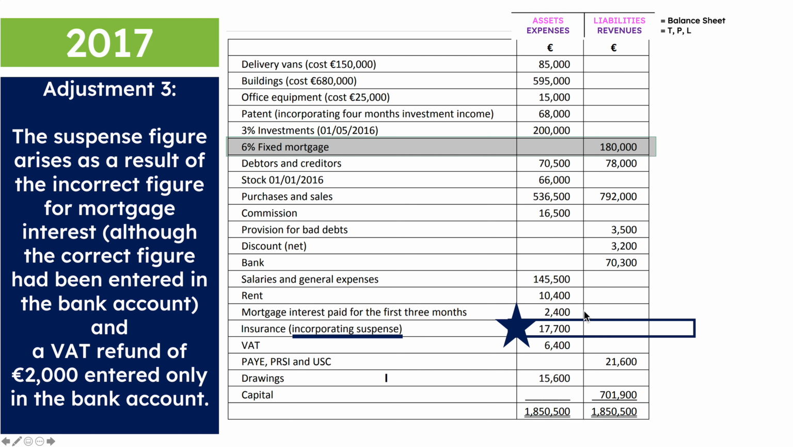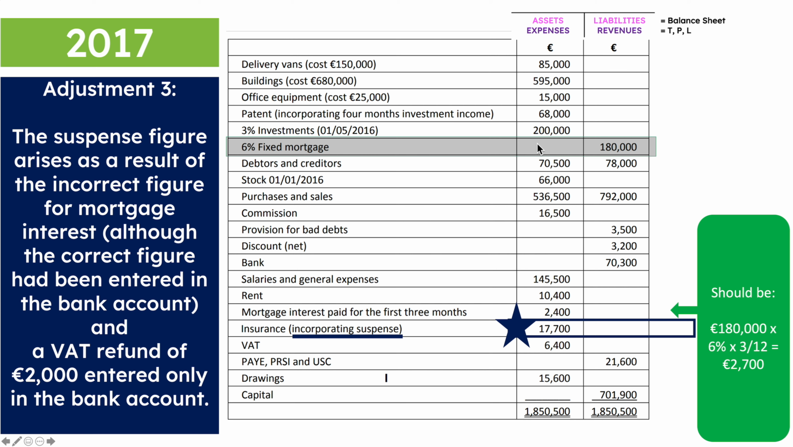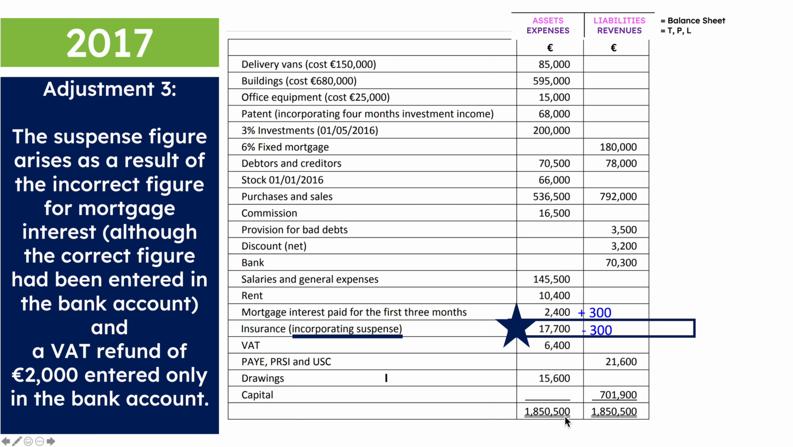All right, how much should the mortgage interest for the first 3 months have been? Well, we have a mortgage of 180 by 6% by 3/12, that's 27. So this here was incorrect. It was entered correctly in the bank account. How do I get that to be 27? I add 300. Now my two sides do not equal, as I've added 300 to the debit side, and so I'm out of sync here. So I look for my item incorporating suspense, which is also on the debit side. So I'll minus 300 in order to get the sides to equal again.